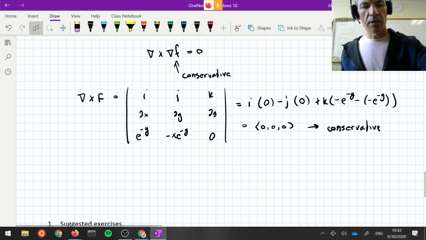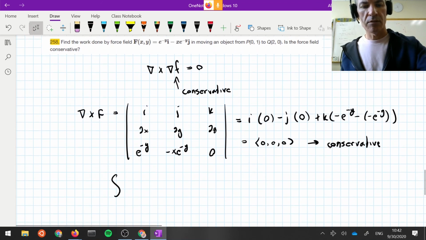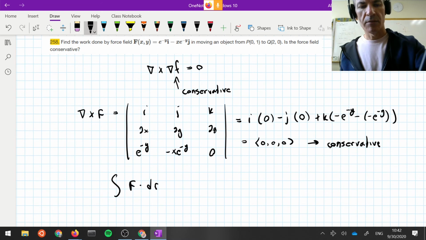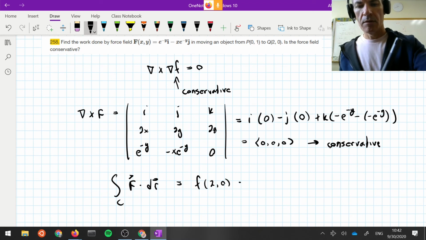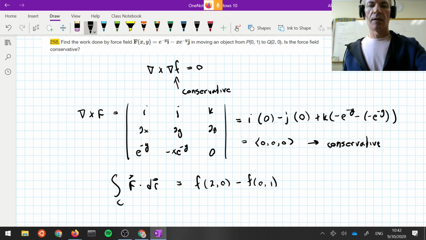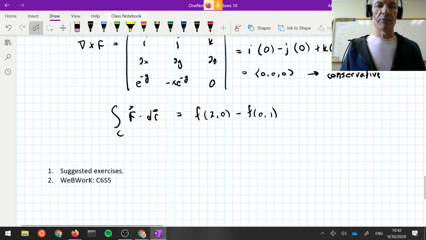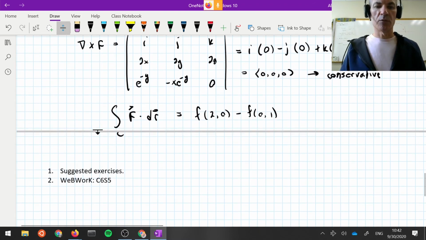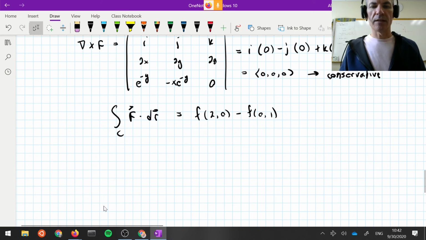Now we know that the work done as we go between these 2 points, F dot dr, by the fundamental theorem of line integrals is just going to be little f of 2, 0 minus little f of 0, 1. The question now is what's little f, and that's a bit of review of stuff that we did a while ago, finding the potential.